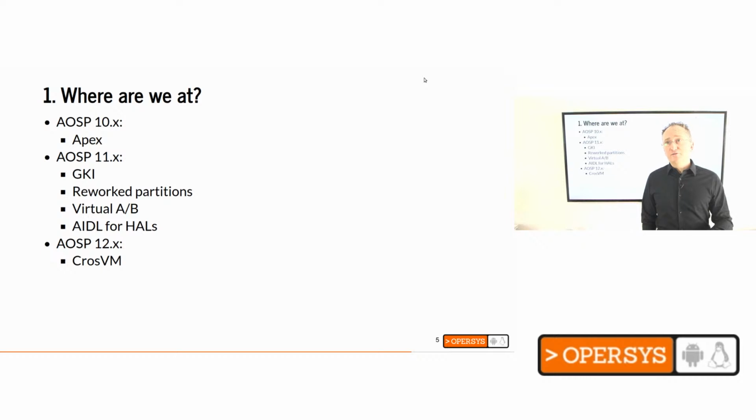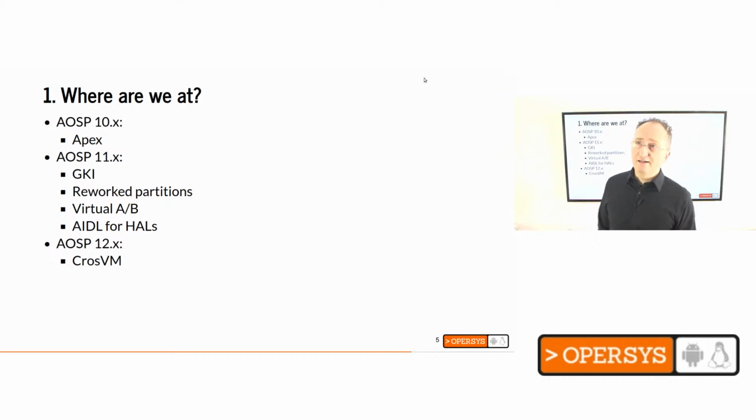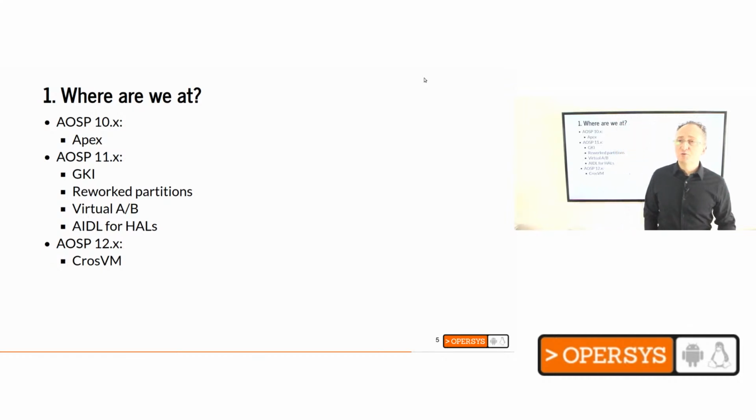In 11, there are quite a few interesting things: GKI, a bit of reworking of the partitions, and also the introduction of AIDL for HALs. Starting there, they started transitioning HALs away from HIDL. They've doubled down on this, and it's gathered pace. And essentially, at this point in time, let's just assume that HIDL is eventually getting sunsetted fairly soon.